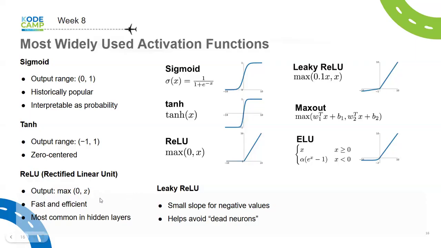The output value is always going to be the max of 0 and z. Max of 0 and z means if z is negative, then the max of 0 and a negative number is always going to be 0. So that gives us 0 always for negative numbers. But if z is 0 or above, then the max of 0 and a number higher than 0 is going to be that number. So you always get that number. The main advantage of ReLU is that it is very fast and efficient.